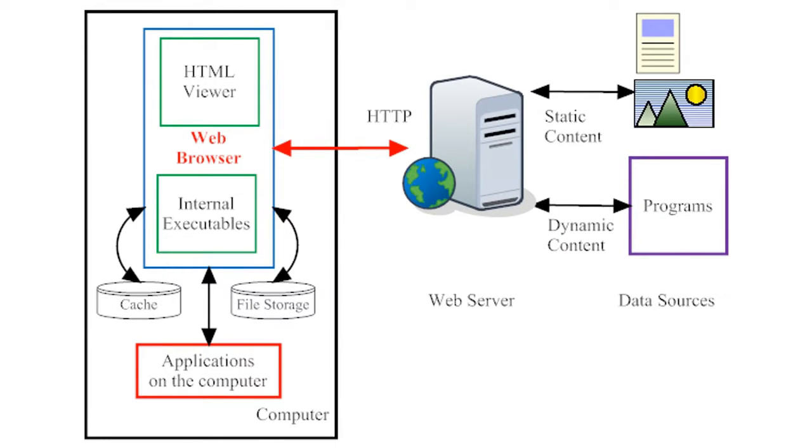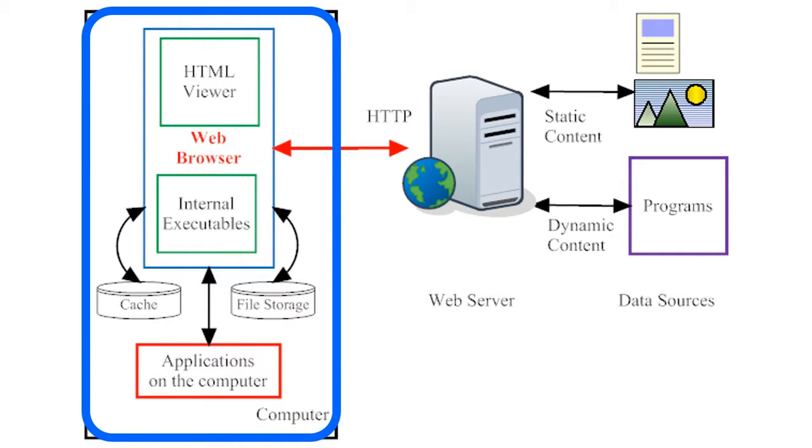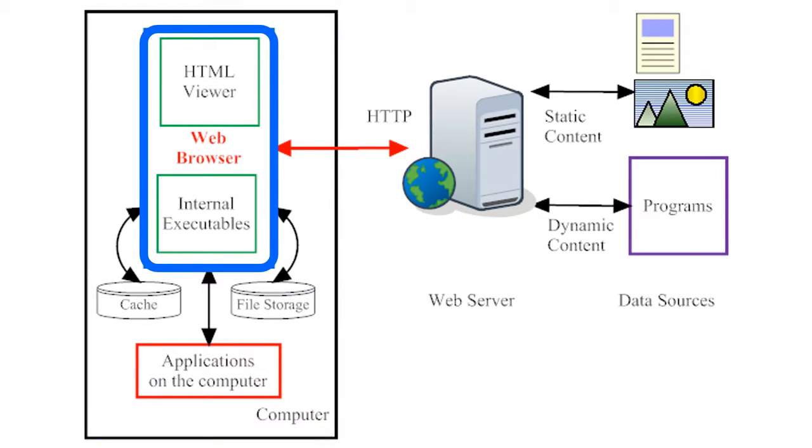Let's take a look at the first illustration. It depicts some of the primary ways that your computer interacts with the web. Let's start over on the left side of the illustration. This largest box represents your whole computer. In your computer, there's an application called a web browser that allows you to interact with the web.